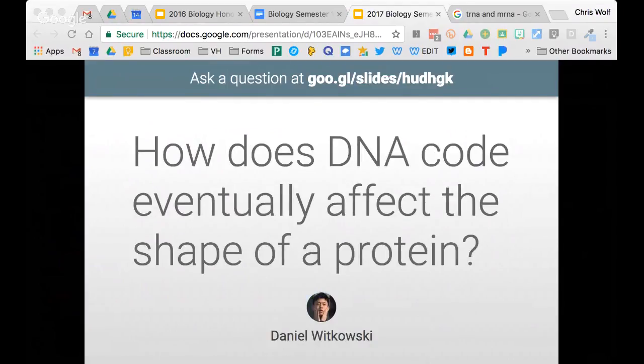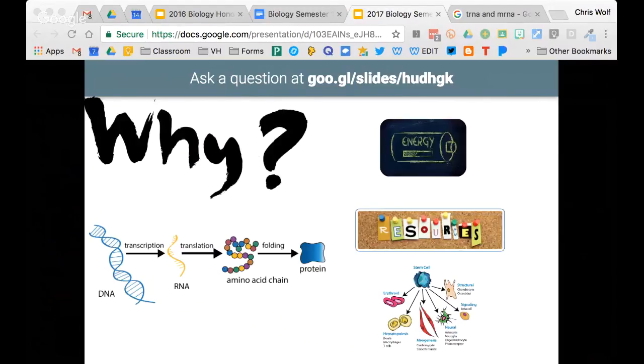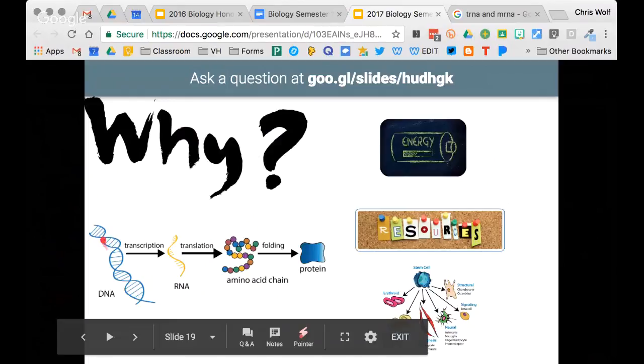Great question, Daniel. How does DNA code eventually affect the shape of the protein? So let's go back to, I think I have a picture right here. Okay, so this piece of DNA, when it's transcribed, it makes messenger RNA. This mRNA puts these amino acids in a specific order. Now, we take this a step further. The order of amino acids determines how this chain will fold, and the folding determines the shape of the protein.